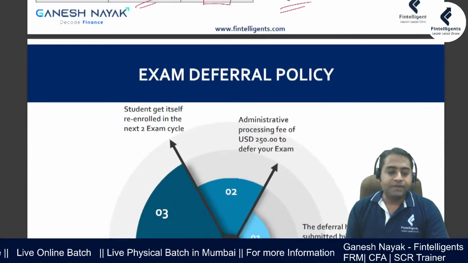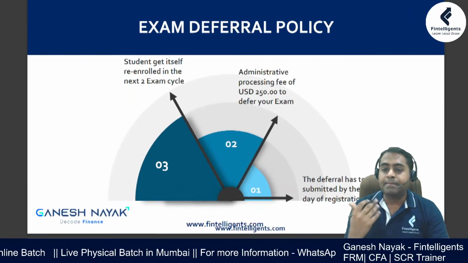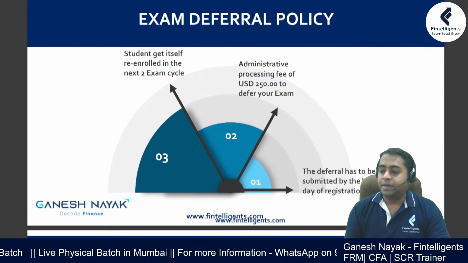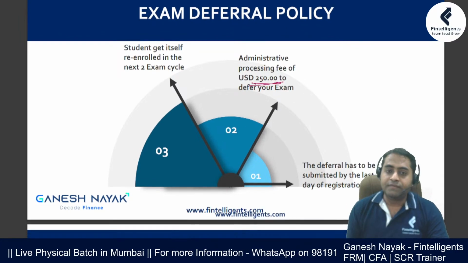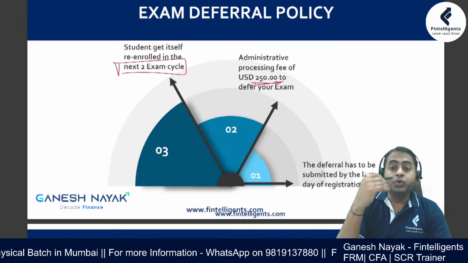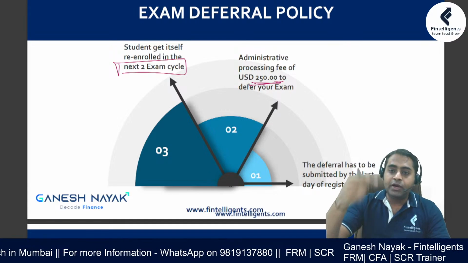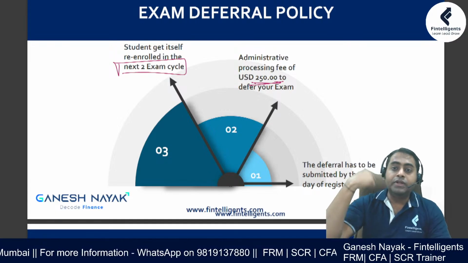Let us move towards the deferral policy. We talked about that. There is an option for you to defer to the next exam, but again, you have to pay around how much? $250 US if you want to defer, and you can only defer to the next two exams. For example, if you were originally supposed to sit in the May exam, you can defer either to August or November. You cannot go to the next year's May.